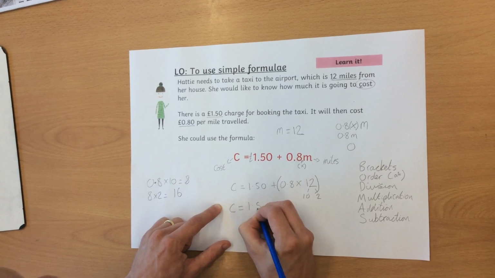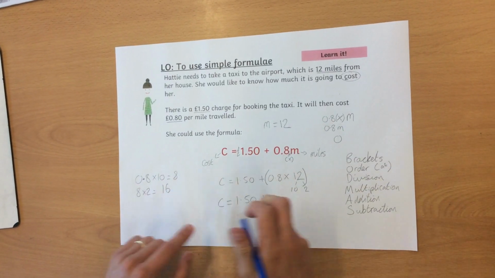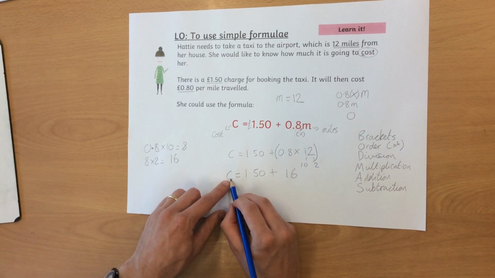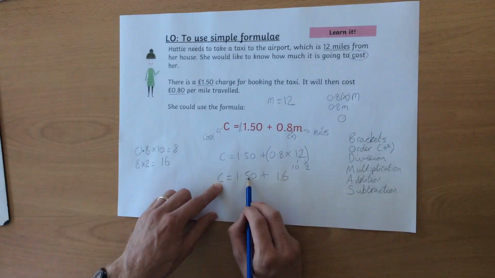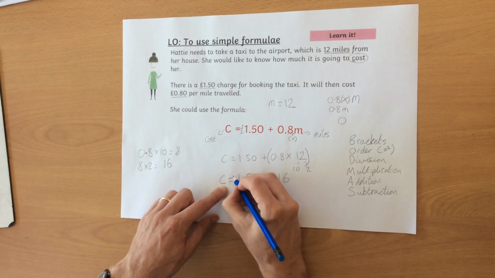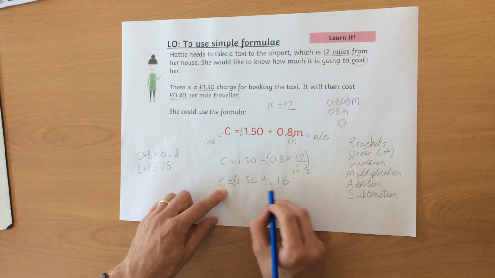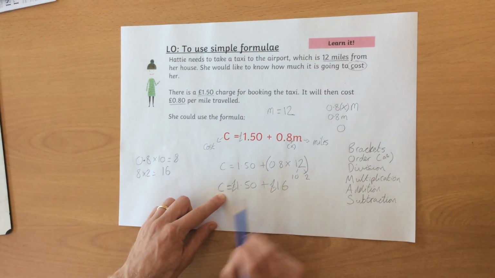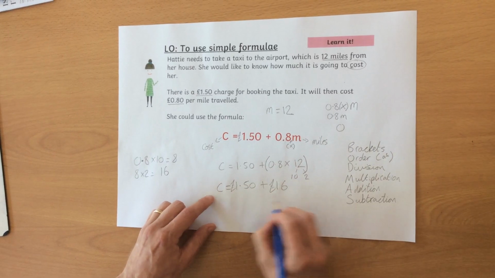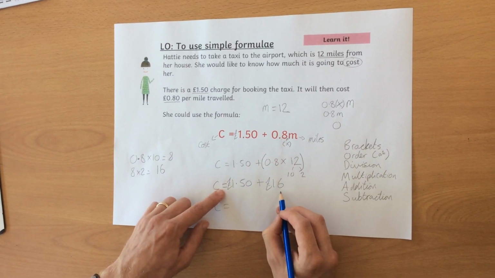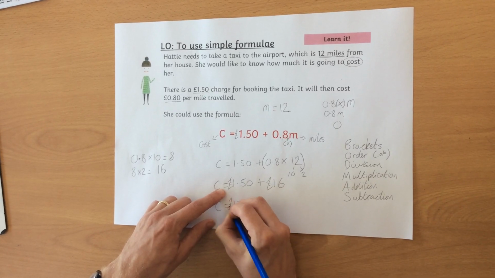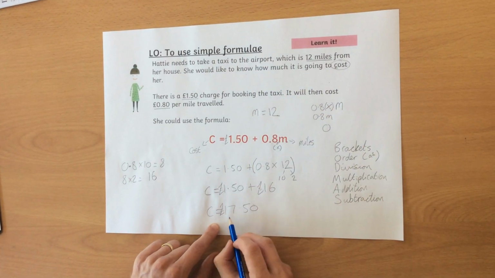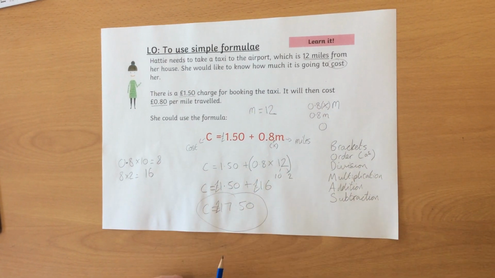So I'm going to rewrite my formula. C equals 1.50 plus, and my brackets I know is equal to 16. Now it's looking very simple all of a sudden. So to calculate my cost, which is what I need to do, 1.50. Oh, the lights have gone out. Don't worry about it. And we know that's pounds and pence, plus 16. And we know that the unit measurement for this was in pounds and pence, so we can put our pound sign back there again. So £1.50 plus £16, C equals £17 and 50p. So how much does it cost Hattie to get to the airport? It will cost Hattie £17 and 50 pence.